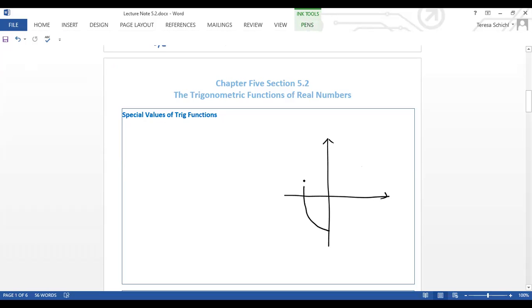Okay, so no, much better. I think it's much better.